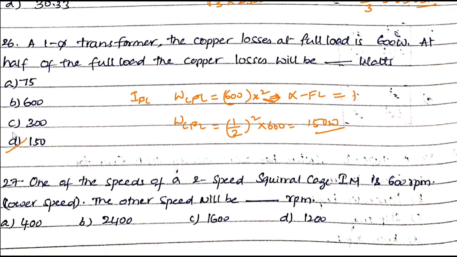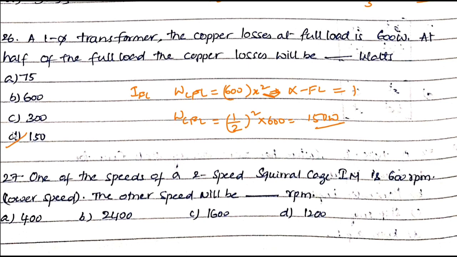And the last question of the session, because our time has reached almost 20 minutes. One of the speeds of a two-speed squirrel cage induction motor is 600 rpm, the lower speed. The other speed will be. So it has two speeds, and as I mentioned, this value is the lower speed. What about the higher speed? It is a multiple of 600, the next speed, that means almost double speed. So double speed means 600 into 2 is nothing but 1200 rpm. So D will be the answer.